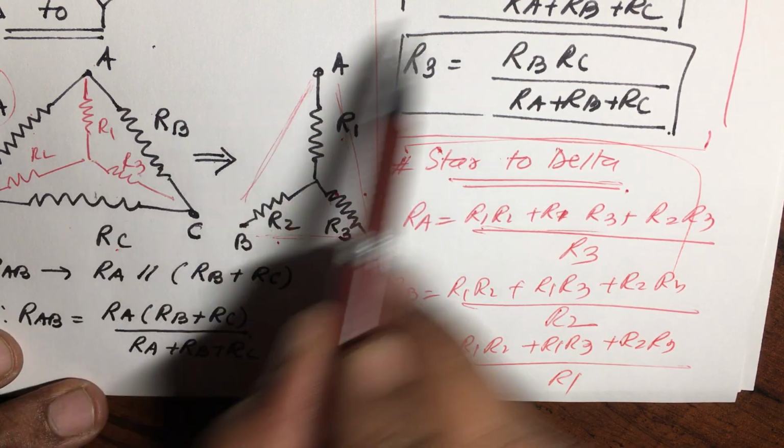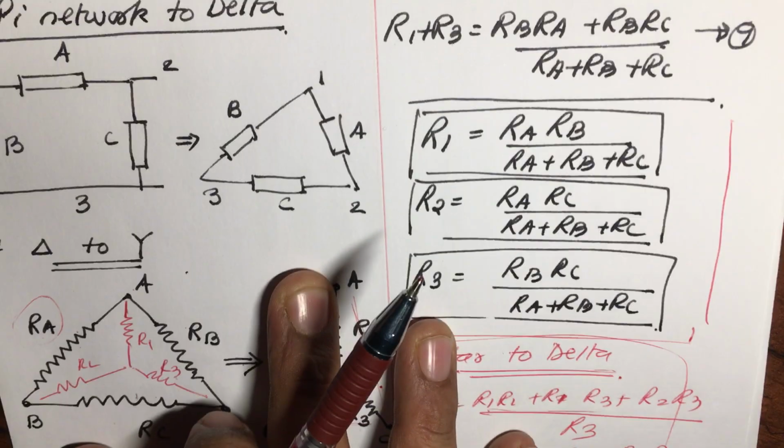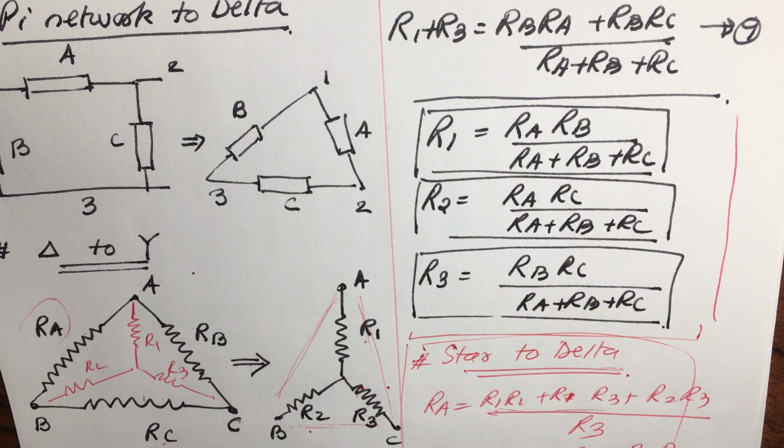You convert a delta to a star by these equations. Okay, now let us solve some sums, and then the idea will be cemented.